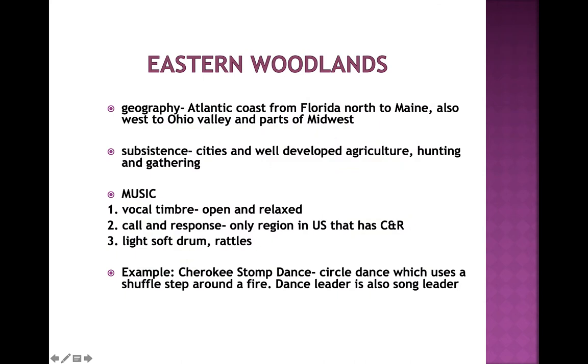As mentioned before, the Eastern Woodlands is that eastern part of the United States along the Atlantic coast that we're going to consider for this video, from approximately the states of Florida and Georgia north into Maine. But it goes also as far west as the Ohio Valley and parts of the Midwest. Tribes in this region developed cities and had well-developed agriculture, as well as hunting and gathering.